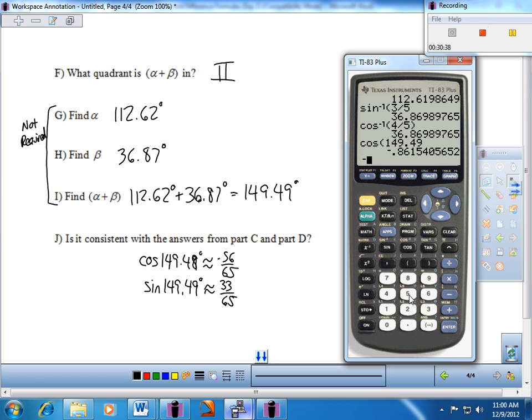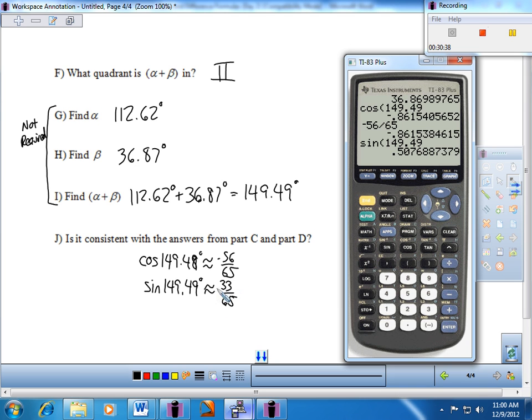Now remember, I rounded my angle here a little bit, so it might not be perfect. But is it equal to that? Pretty close. Look at that. Here's the angle that I found when I took its cosine ratio. Is it consistent with our answer from part C? Absolutely. Let's try the sine. So I'm going to type in sine of that angle, and I'm going to get that right there. Is that consistent? I mean, I did find the sine ratio of that combination.